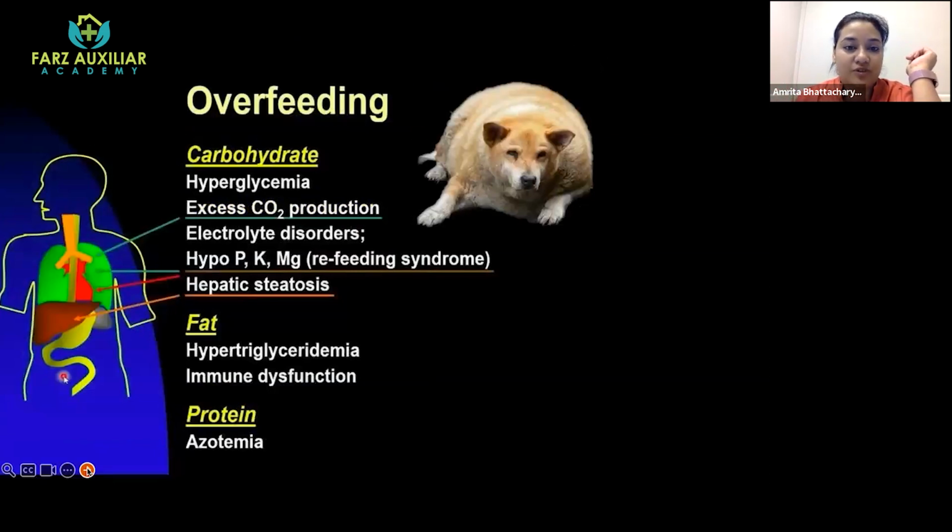So what happens during overfeeding? During overfeeding, suppose you have carbohydrate overfeeding, you will obviously go in for hyperglycemia, you will have excess carbon dioxide production, electrolyte disorders. In case you suddenly increase the number of calories you are providing, you can go into refeeding syndrome, you can go into things like hepatic steatosis. So these are all consequences of overfeeding. And of course, you can also look like that dog. And you can also have things like hypertriglyceridemia, immune dysfunction, and azotemia. So it is important to understand that overfeeding, even for a critically ill patient, may not be good.